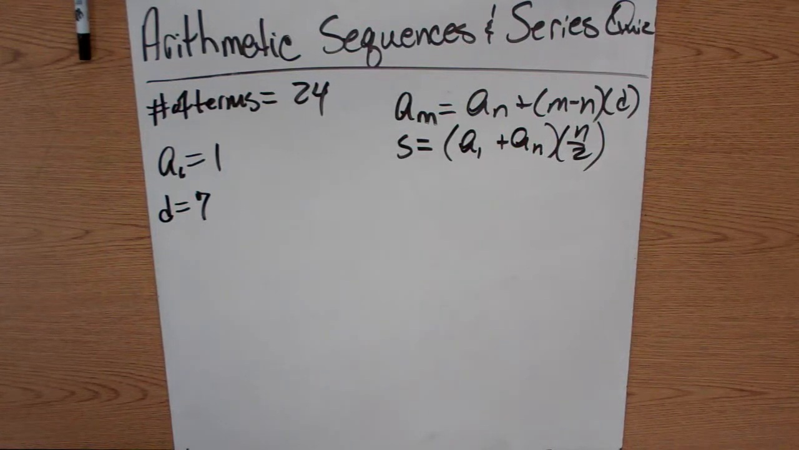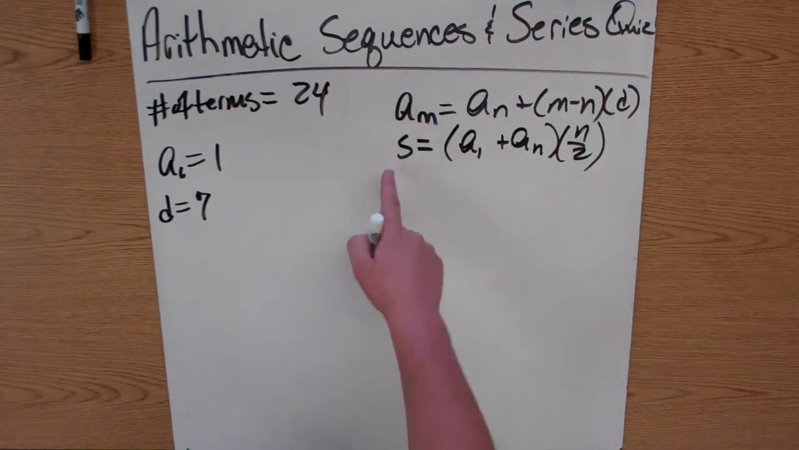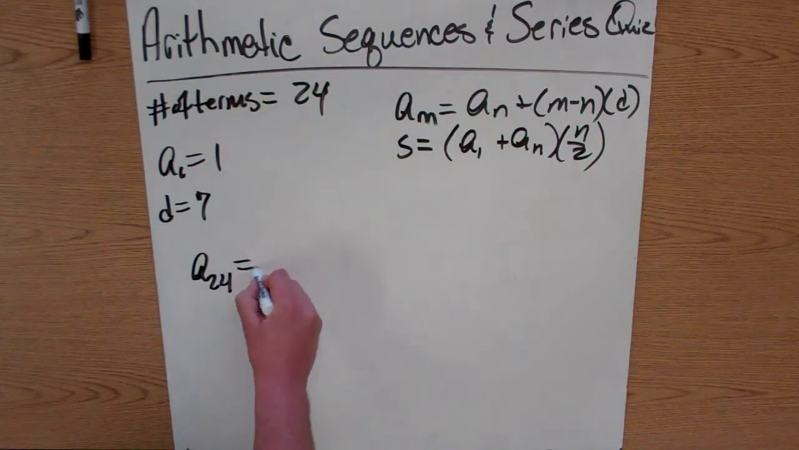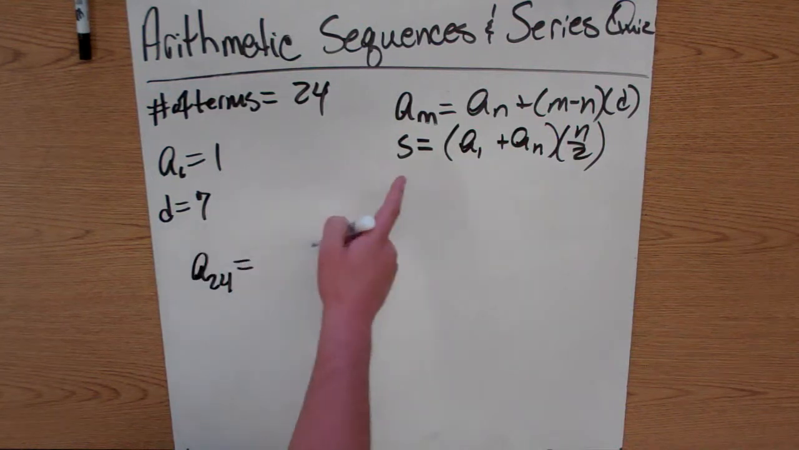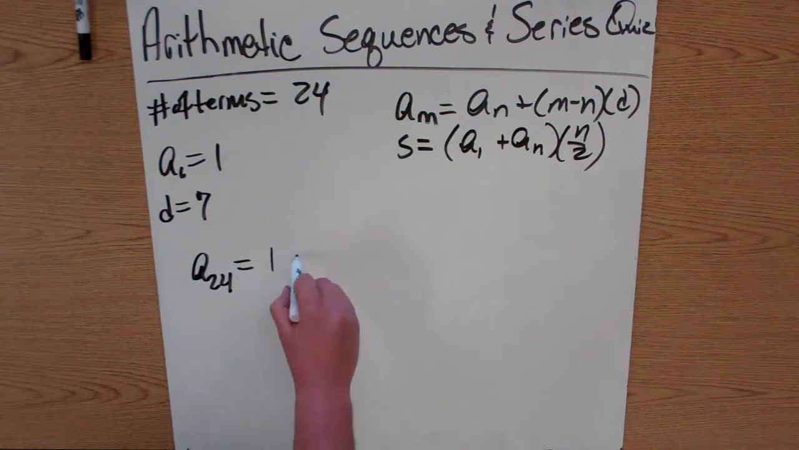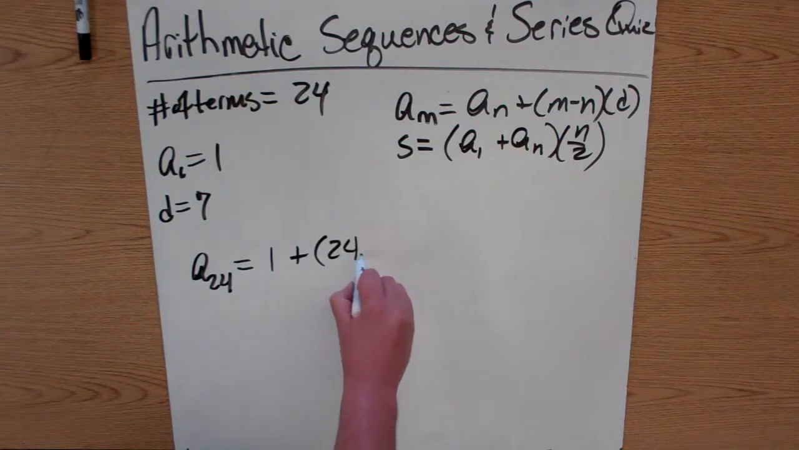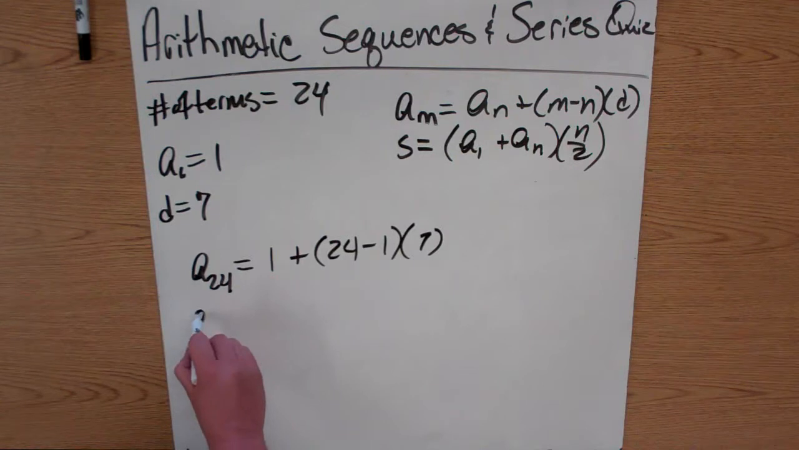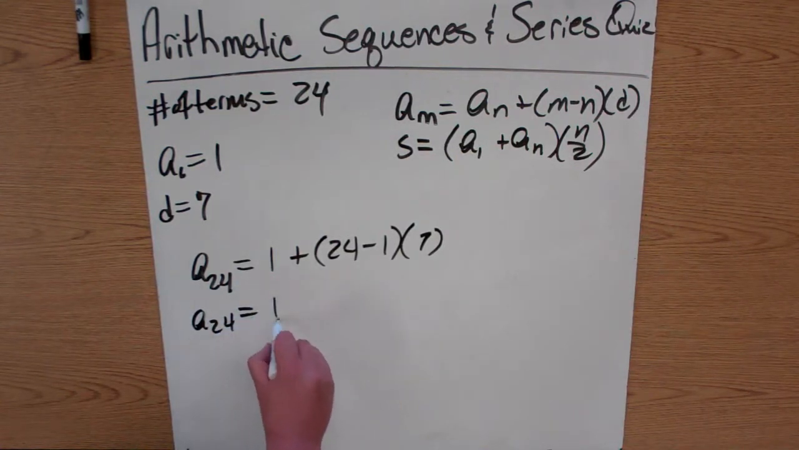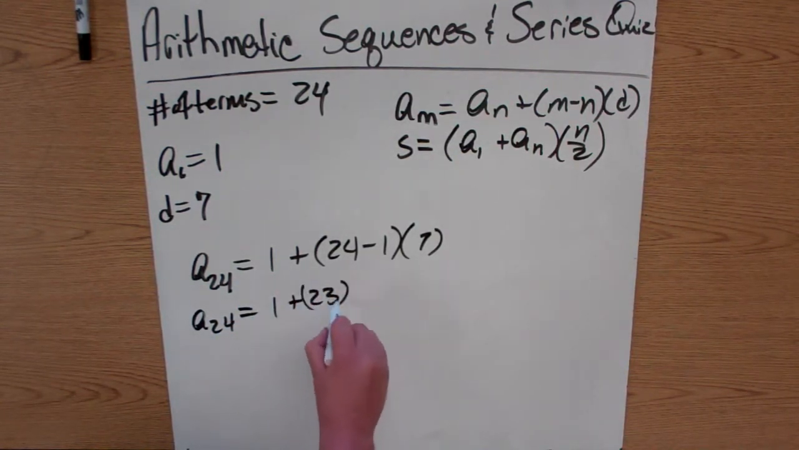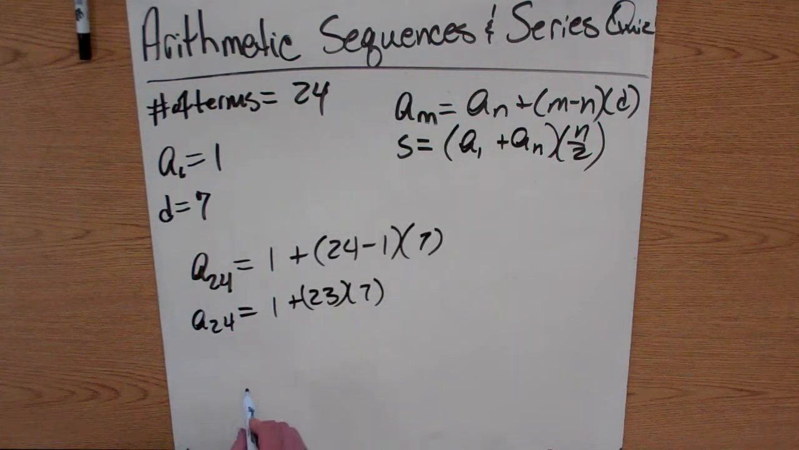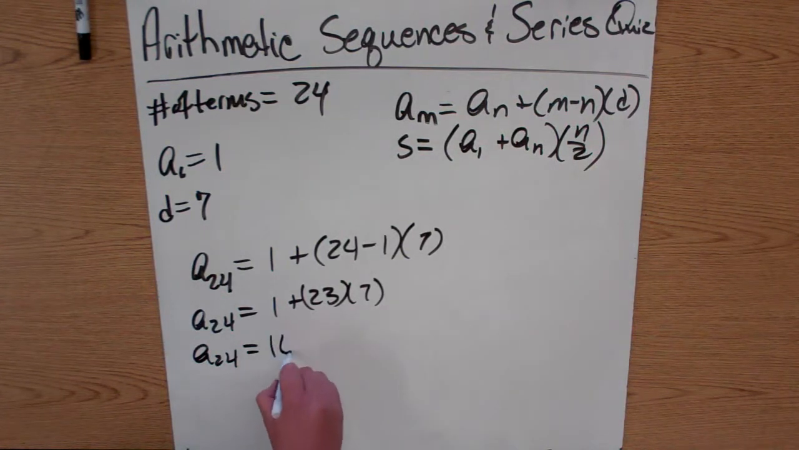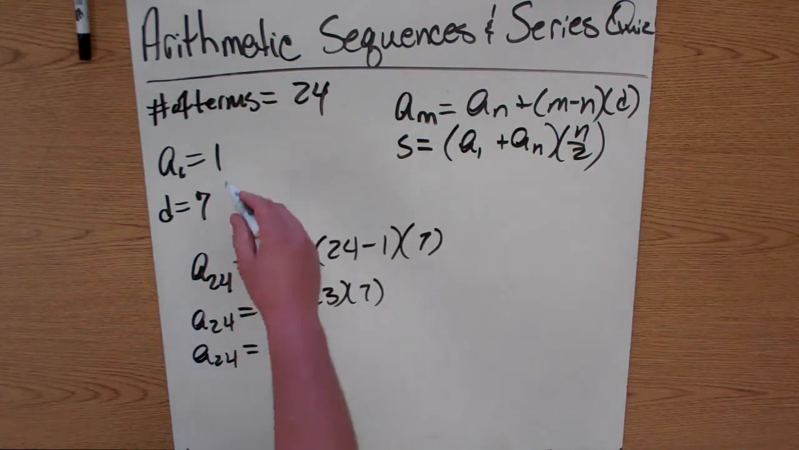All right, so what are we going to do? Well, first we need to find our last term, and then we can use our sum formula. So we know there's 24 terms, so a sub 24 equals a sub n, which is 1, because it's the only term we know right now, plus we're looking for our 24th term. We're using our first term, and our difference is 7. So a sub 24 equals 1 plus 23 times 7. So our 24th term is 162.